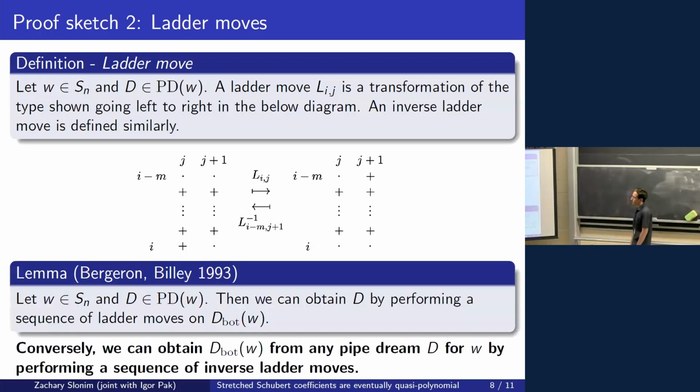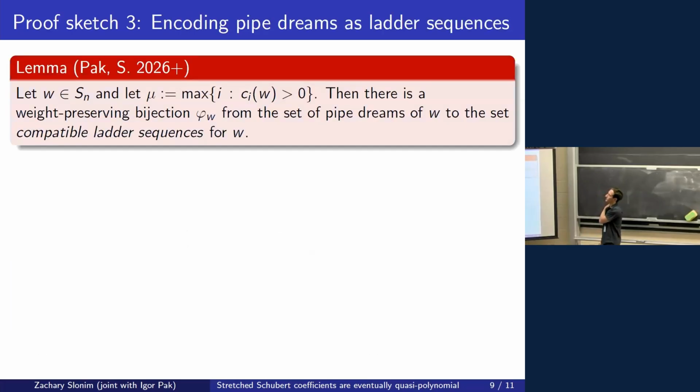The reason these are important is because it's a theorem of Bergeron and Billy that we can actually obtain any pi prime for W from this distinguished model. So it's minimal in this order, and we can just go up this order by doing ladder moves to get any other pi prime. Conversely, given any pi prime, we can move things down by doing inverse ladder moves until we get to the bottom. And basically, the main idea of our proof is to find some way to encode how we get from a pi prime by doing inverse ladder moves down to the bottom one, and encode this as a sequence of numbers that will behave nicely when we scale, when we do this stretching of the permutations.